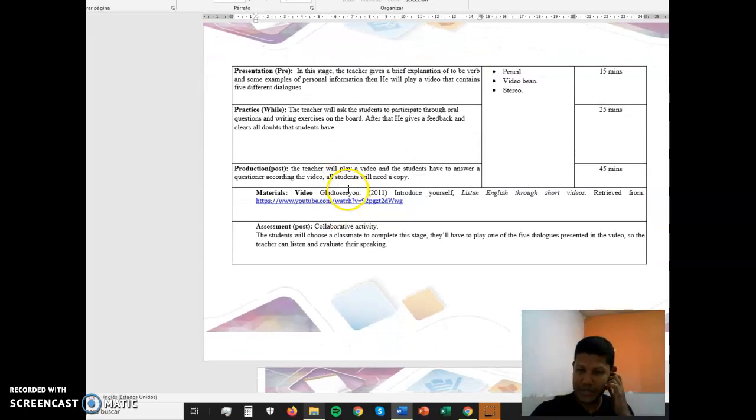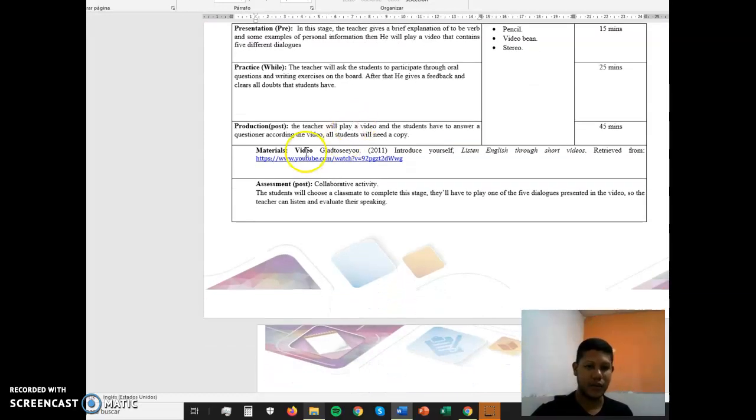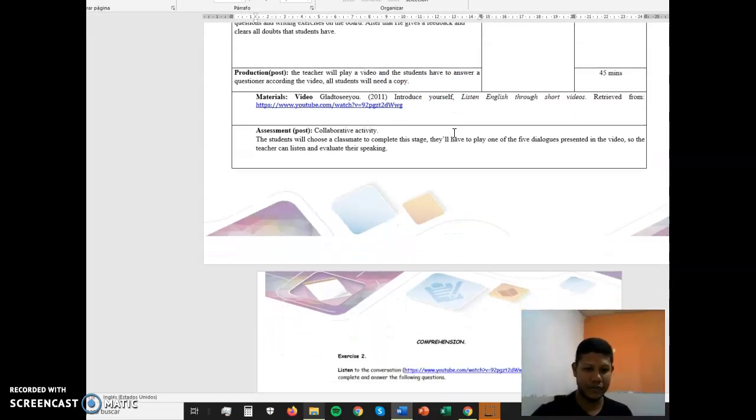Because it's important that they be clear about the topic before the production, because they have to complete some steps to see if they already understand the topic. So for the production, the teacher will play a video and the students have to answer a questionnaire according to the video. All the students will need a copy.